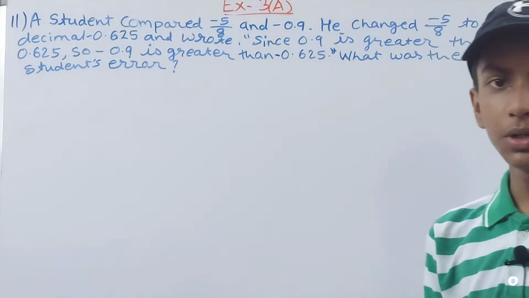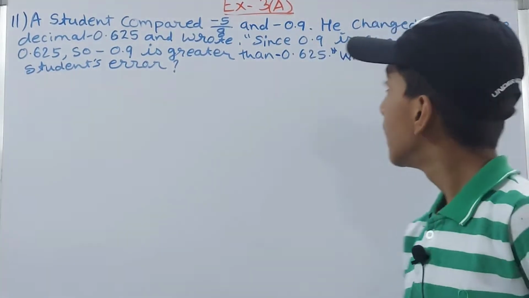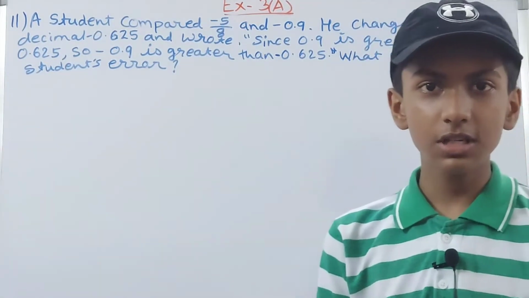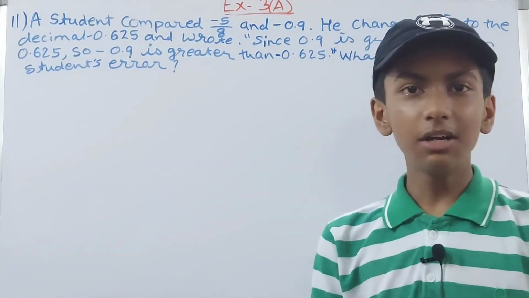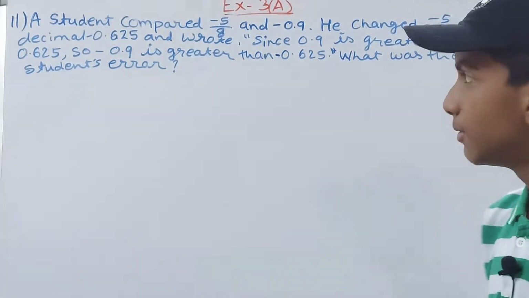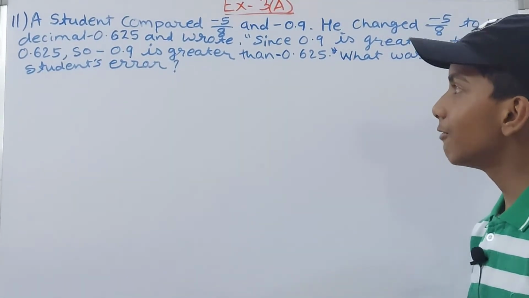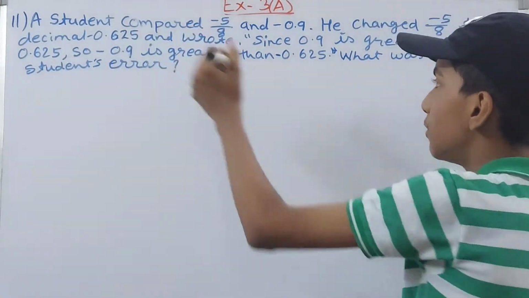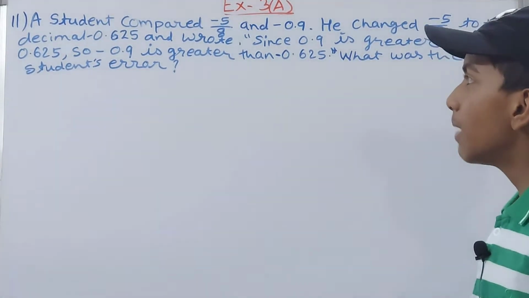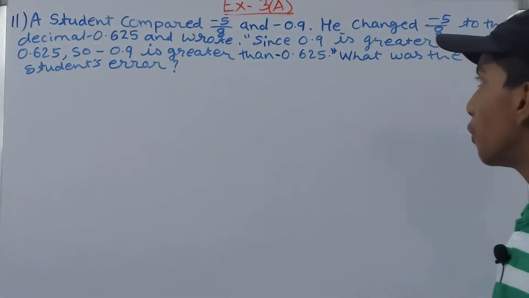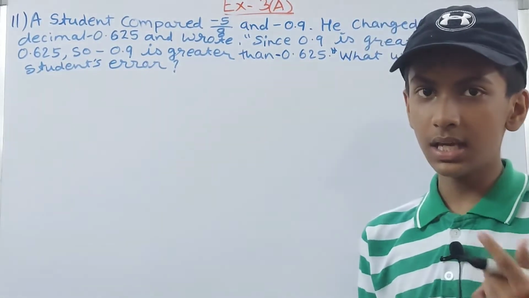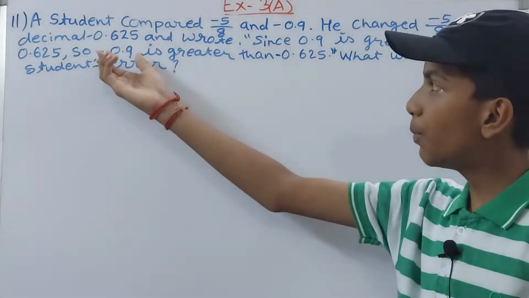So basically here a student is comparing minus 5 upon 8 and minus 0.9. So he has used basically that second method which we discussed in the previous video. That was he converted the rational number in the fractional form to its decimal form basically. And here you can see that he has compared and made it into the decimal form, and according to him minus 0.9 is greater than minus 0.625.